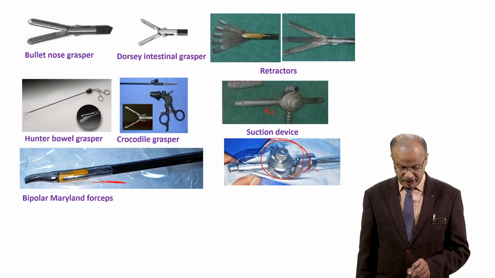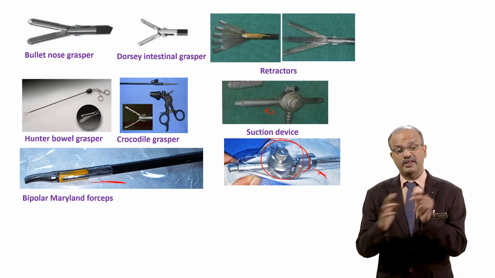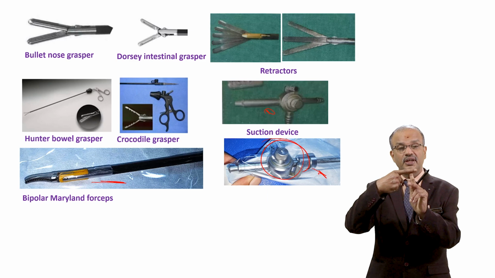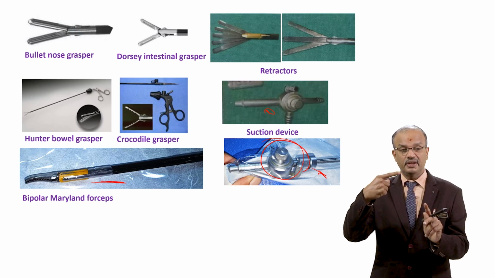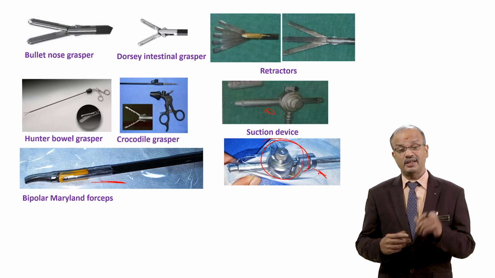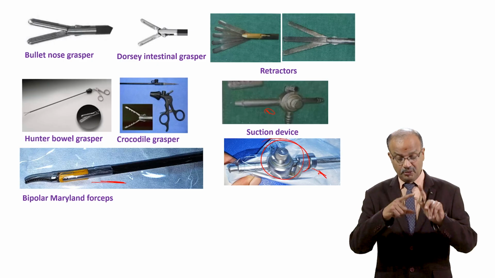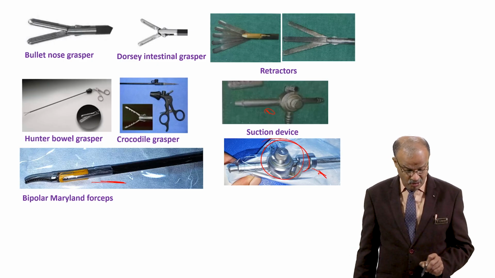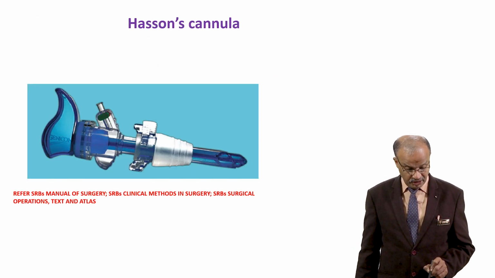They are called suction irrigation devices because you can irrigate, you can suck out. So you have 2 channels like this, one for irrigation, one for suction. Irrigation with normal saline, and suction in that. So you have the 2 channels. These are also very important things while doing laparoscopic surgery.